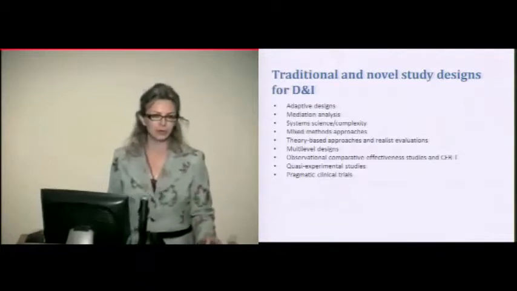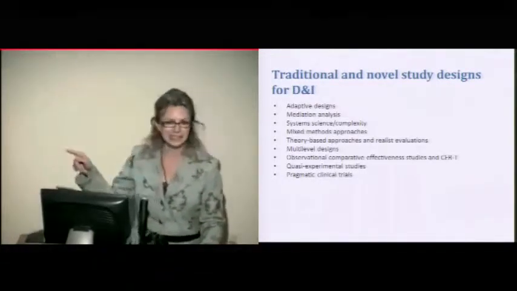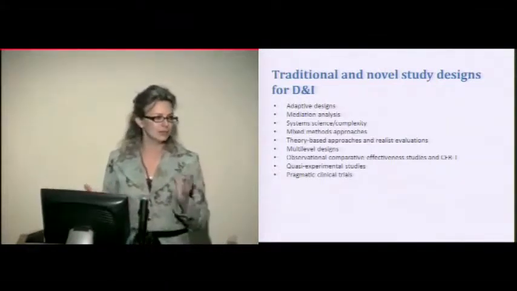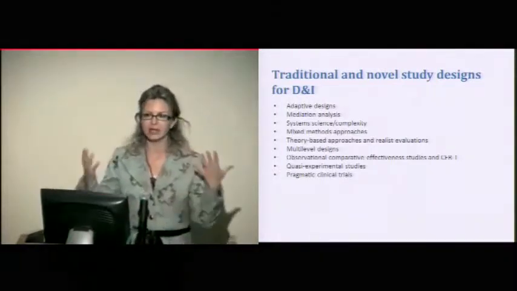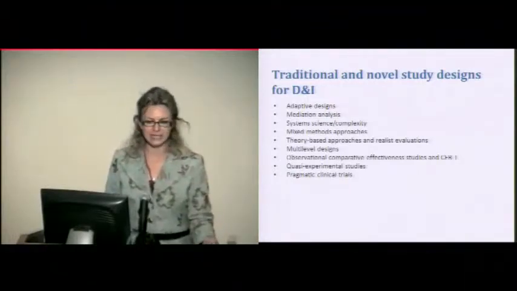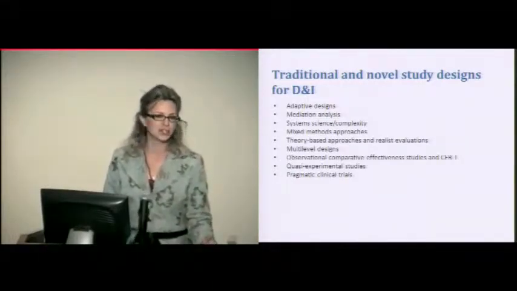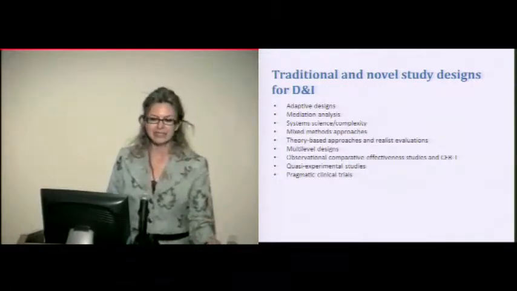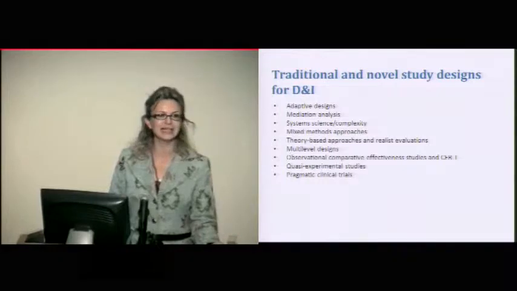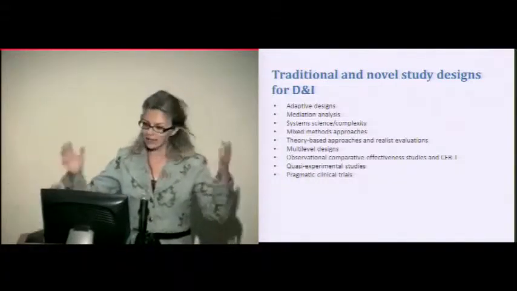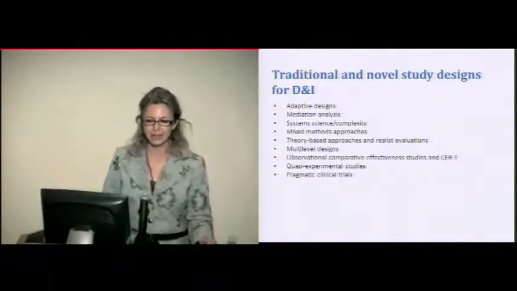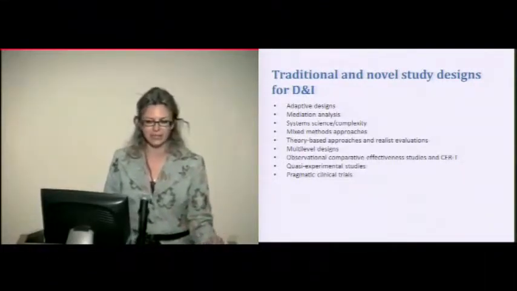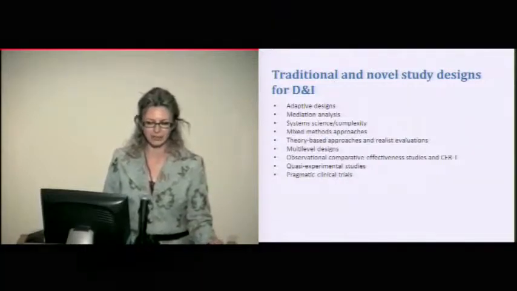Without the intention to be comprehensive or explain any of these in detail, I just wanted to throw out a few study designs and approaches that you might want to keep in mind when you are thinking of D&I: adaptive designs, mediation analysis that is able to explain pathways, system science and complexity science that can take into account a lot of different stuff and messiness, mixed methods approaches that collect both quantitative and qualitative data, using theory-based approaches and realist evaluations.